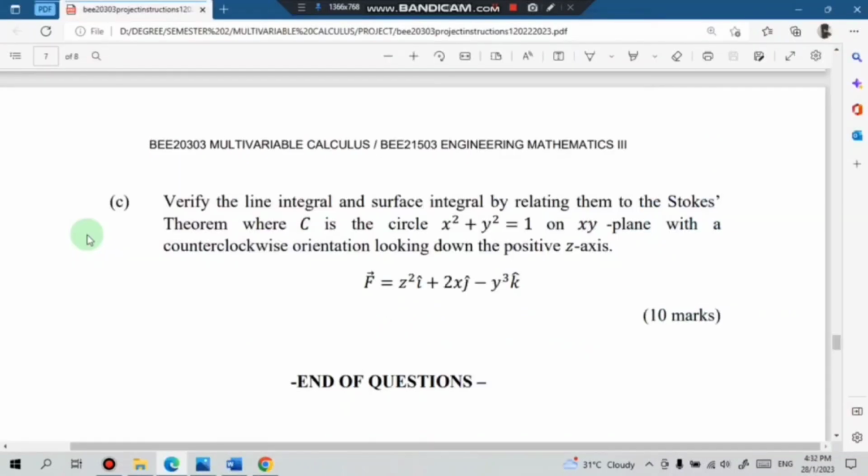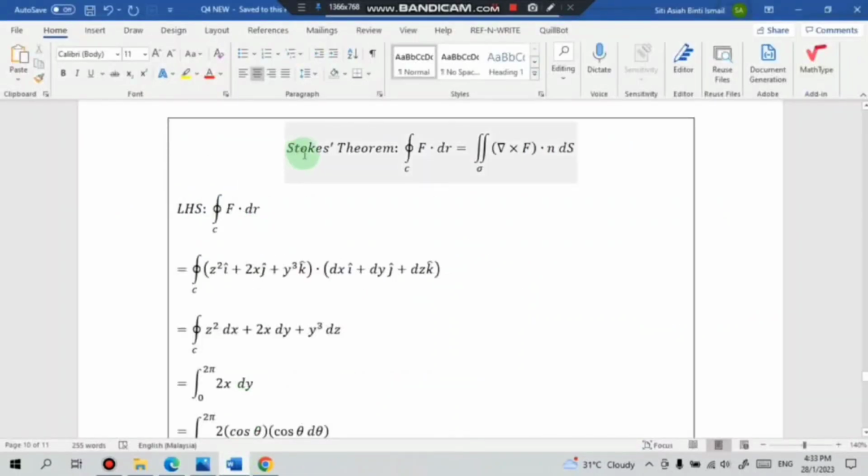Okay, lastly, for question 4c, the question asks to verify the line integral and surface integral by relating them to Stokes' theorem, where C is the circle x square plus y square equal to 9 on the xy plane with a counterclockwise orientation looking down the positive z-axis, given the vector f equal to z square i plus 2x j plus y to the power of 3 k. Since the question asks to verify, we need to find both sides of Stokes' theorem, the left hand side and the right hand side.